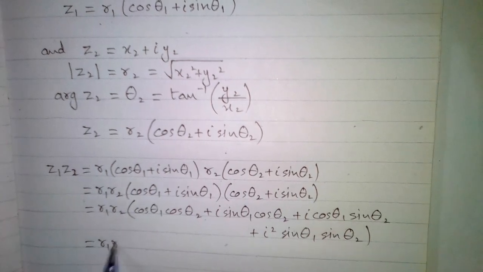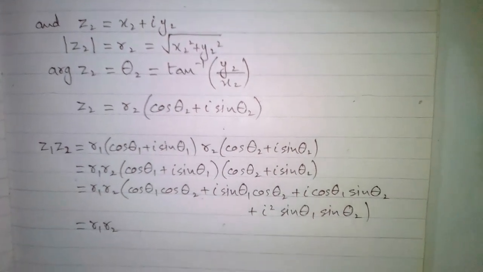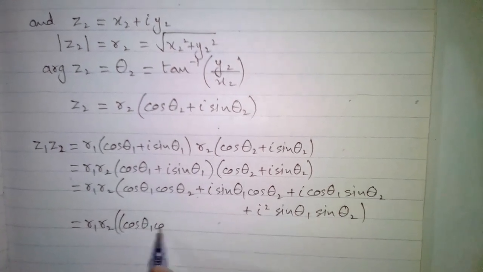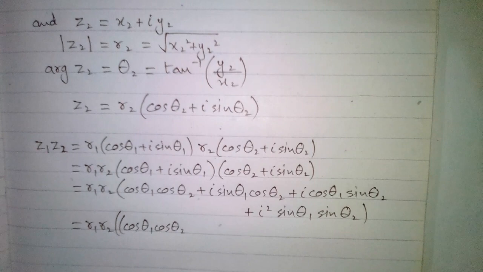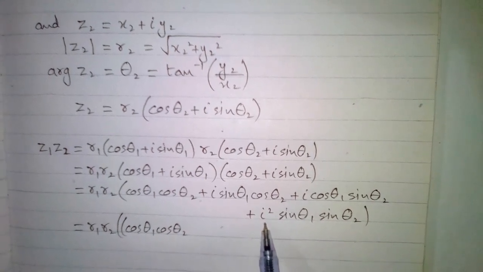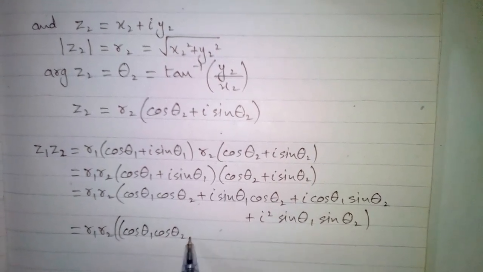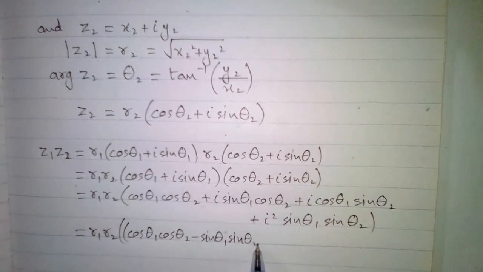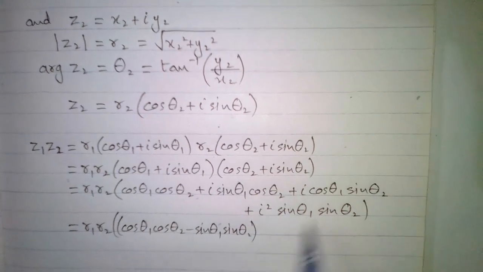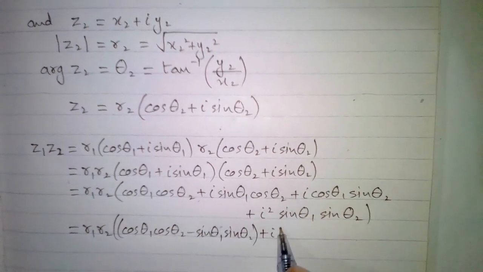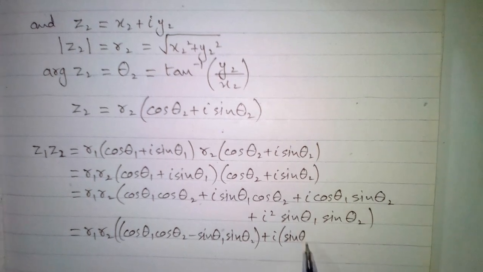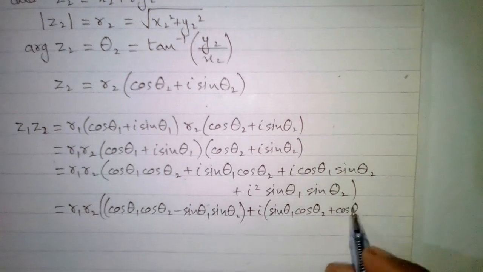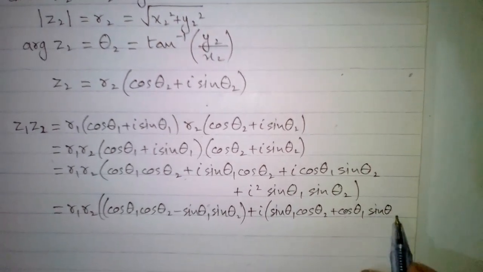Now this can be written as r1 r2 times cos of theta 1 cos of theta 2. Now iota square is minus 1, so this will become minus sine of theta 1 sine of theta 2, and from these two terms we will take iota common. So we have iota times sine of theta 1 cos of theta 2 plus cos of theta 1 sine of theta 2.